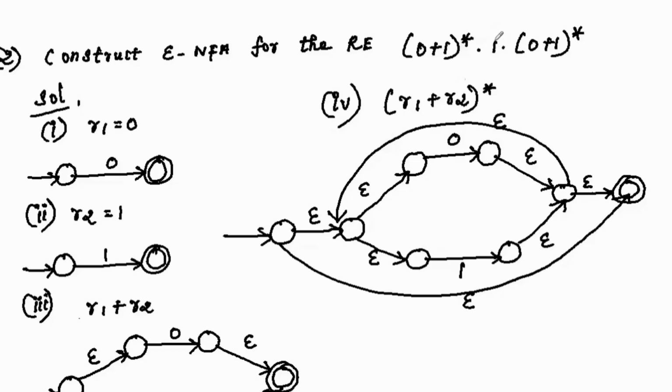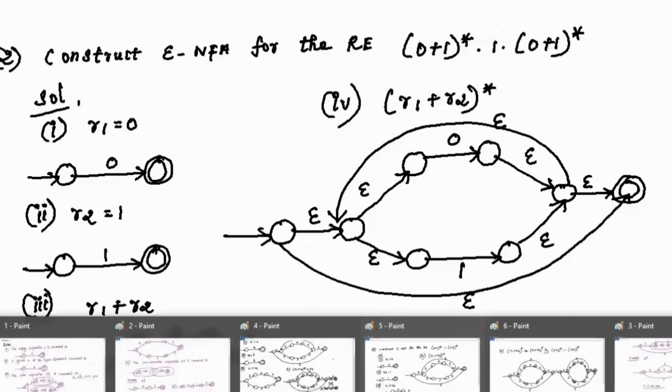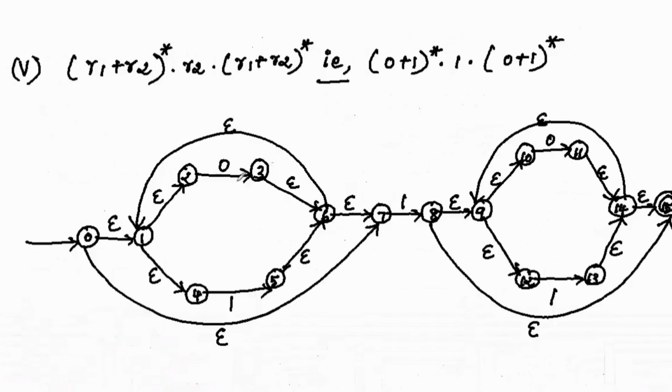Next, we need to concatenate with 1. Look at the transition diagram. This part matches the symbol 1. We create an NFA fragment for the sub-expression 1 which directly matches the symbol 1. We concatenate the NFA fragment 0 plus 1 raised to the power star, that is R1 plus R2 raised to the power star, and 1. The accept state of the 0 plus 1 raised to the power star fragment connects to the start state of the 1 fragment.